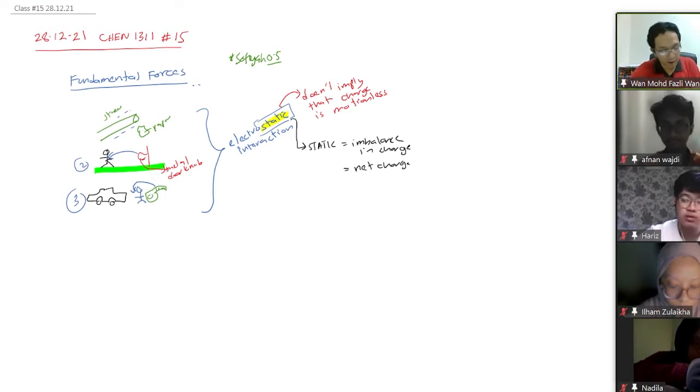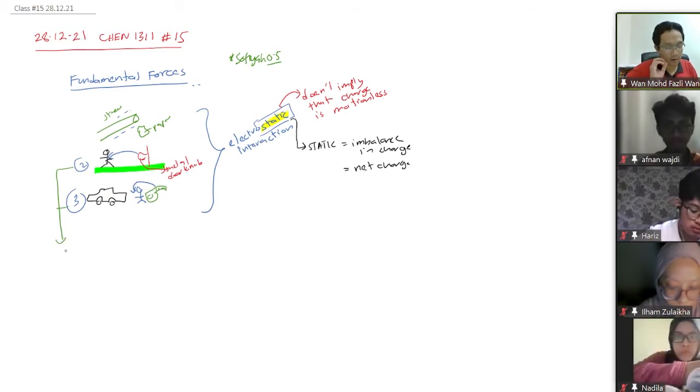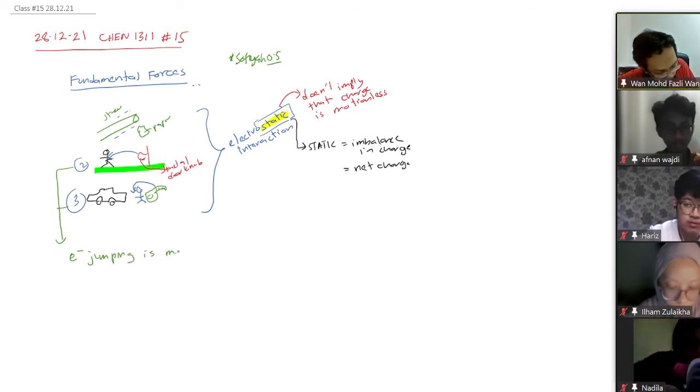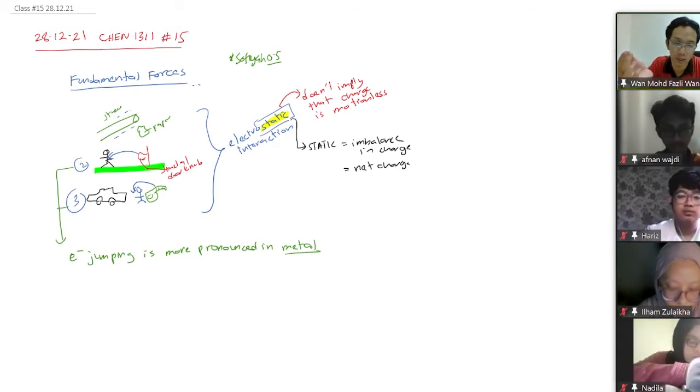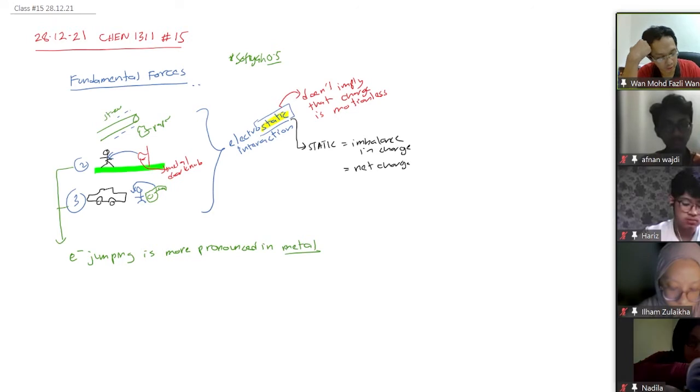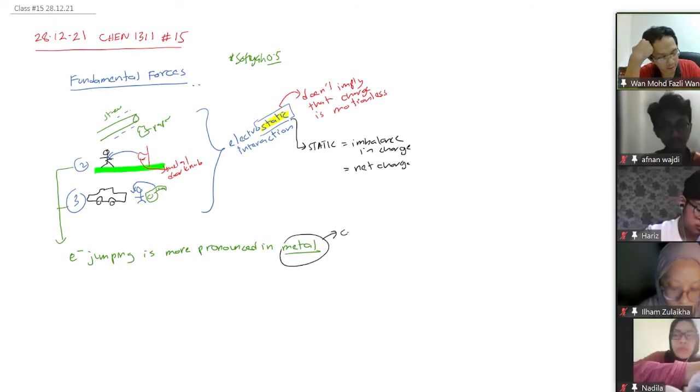Okay. So as I said before, if you look at number 2 and number 3, we can say that what we call the electron jumping is more pronounced in metal. And why is that so? It is because metal is a conductor. You know, metal is a conductor. The reason for this is that metal is a conductor.